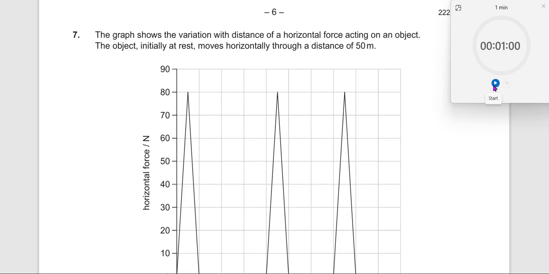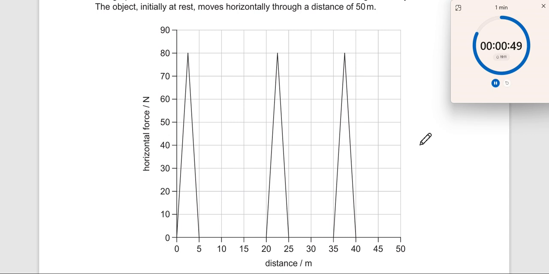Okay, now let us go to the seventh one. So the graph shows the variation in distance of a horizontal force acting on an object. The object initially at rest moves horizontally to a distance of 50 meters. Let us understand the graph first and then we will read the further part of the question.